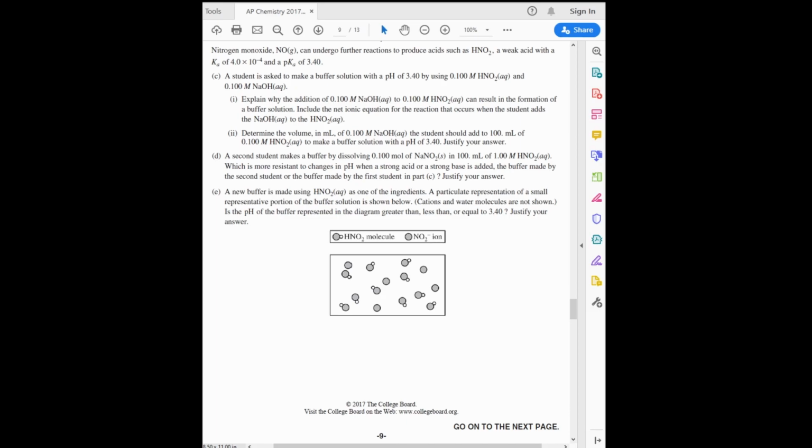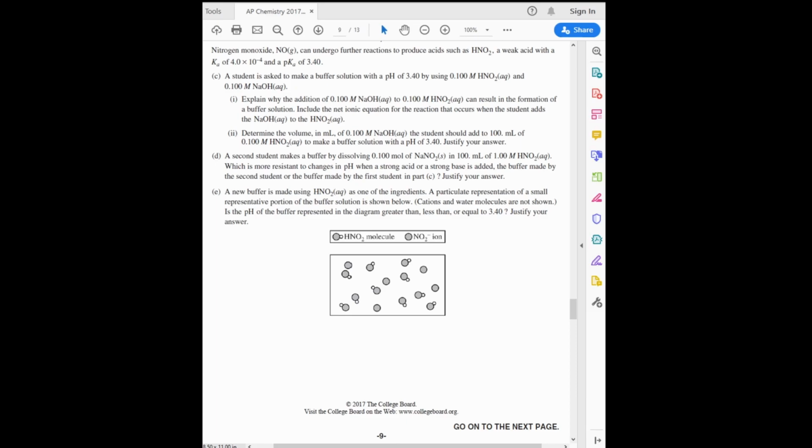E continues on and says a new buffer is made by using nitrous acid as one of the ingredients. A particular representation of a small representative portion of the buffer is shown below. Cations and water molecules are not shown. Is the pH of the buffer greater than, less than, or equal to 3.4? Justify your answer. And this, once again, seems like a lot, but isn't that bad.